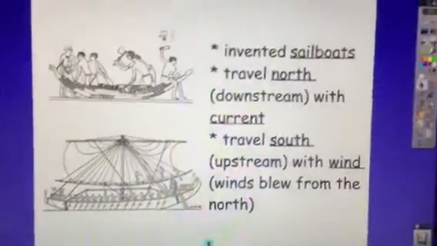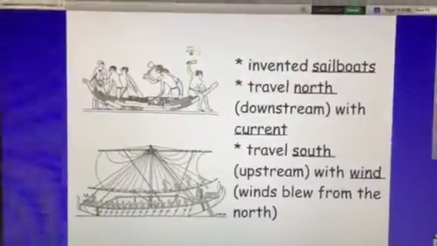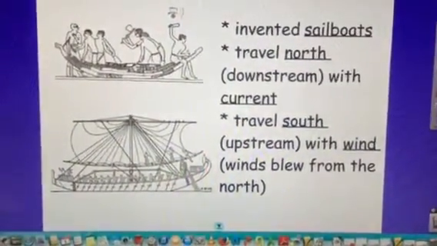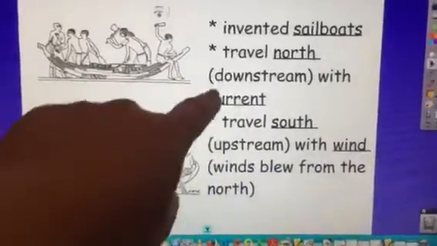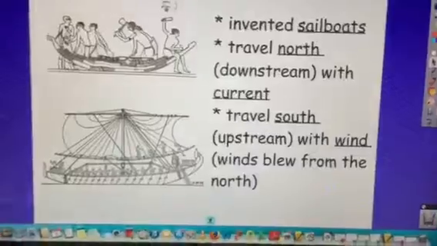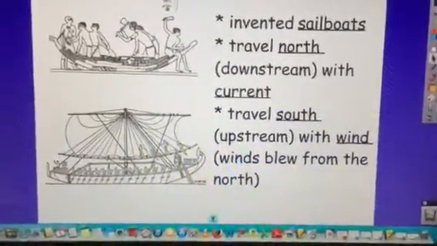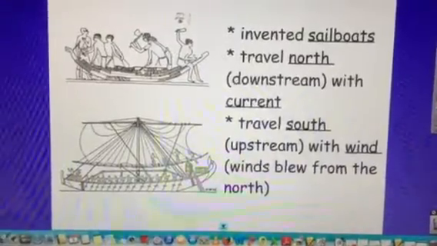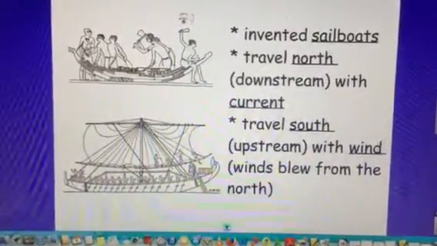Now remember, we said that the river flows north. That's because you're coming from the mountains where the land is higher and going down to sea level. That's why it's called downstream, right? And then we're going upstream when the elevation of the earth is getting higher and the wind is coming off of the ocean, so that's why it's blowing from the north.